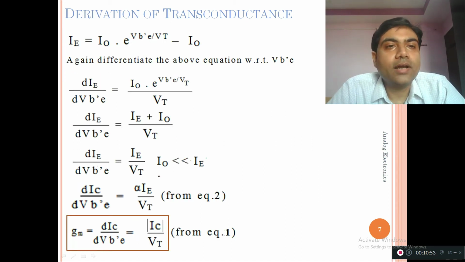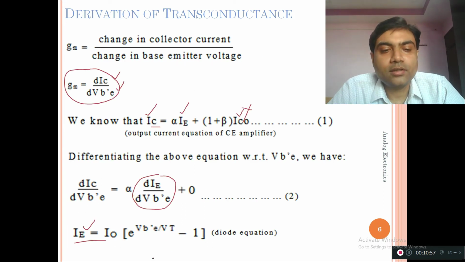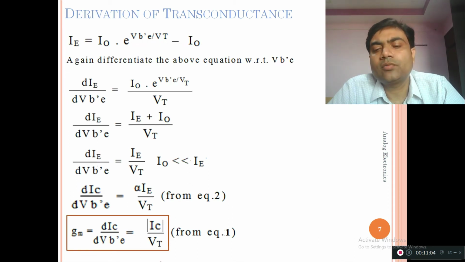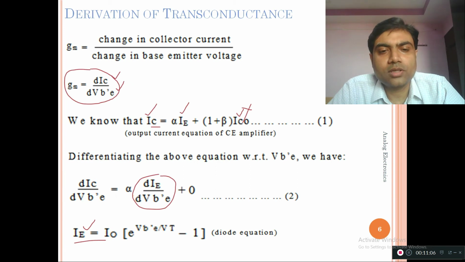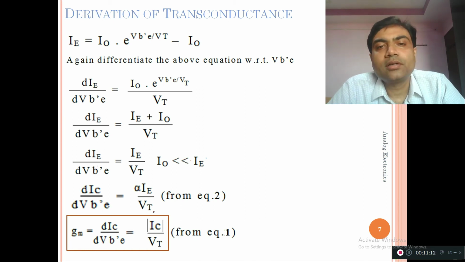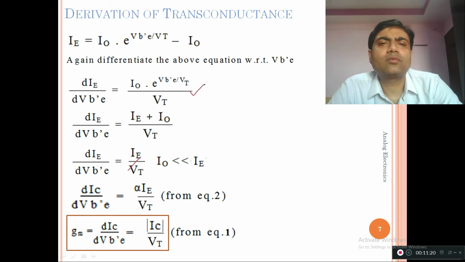Now moving ahead, I just expanded the previous equation, opened the bracket, and again differentiated with respect to VB'E. Why, I have already told you, because here in equation number 2 we have the term del IE upon del VB'E. So I have to again differentiate the above equation with respect to VB'E. So this is the equation which will appear.